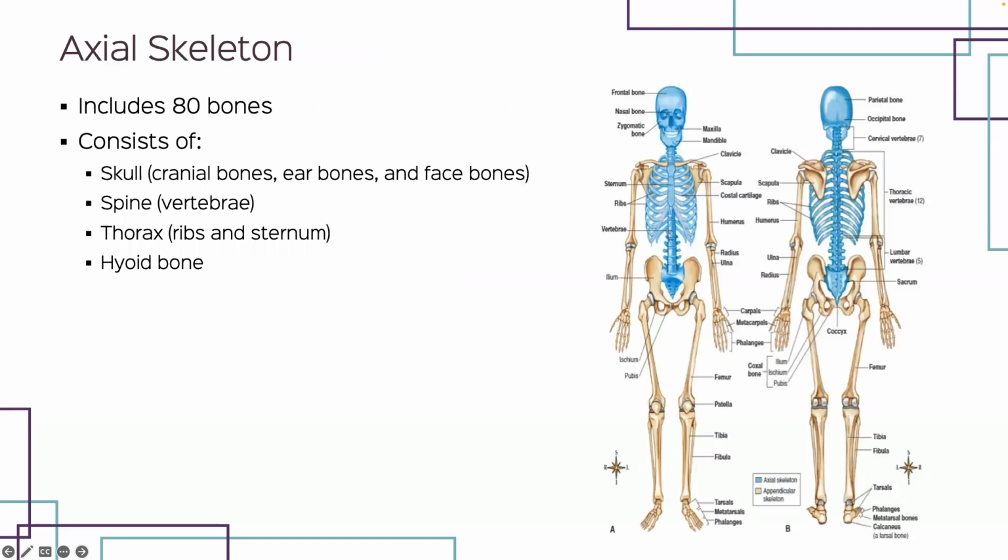Now, our human skeleton has two different divisions, the axial skeleton and the appendicular skeleton. Bones of the center or the axis of the body make up what's known as the axial skeleton. So the bones of the skull, spine, and chest, as well as the hyoid bone in the neck, are all known as the axial skeleton. On this little chart, anything that's in blue is the axial skeleton.